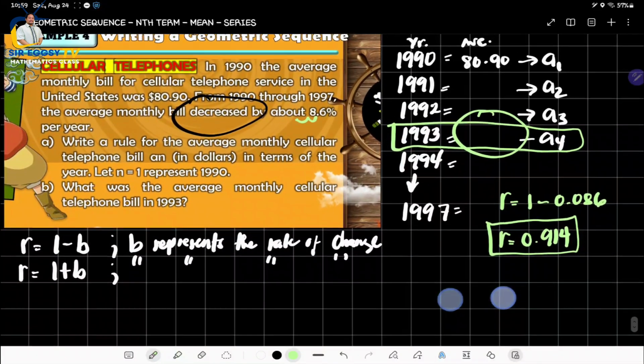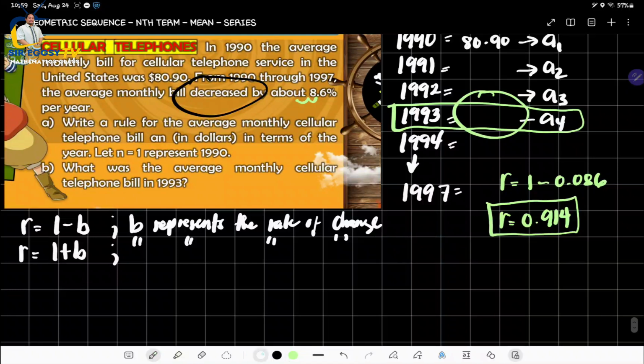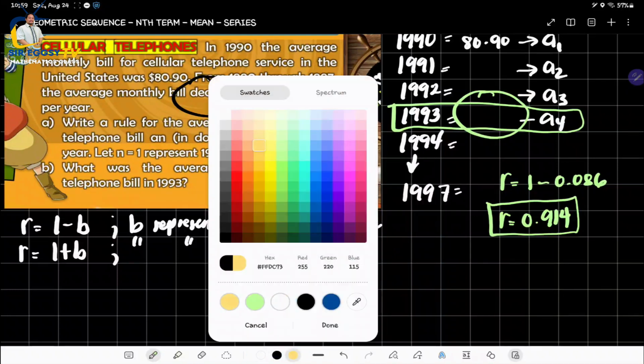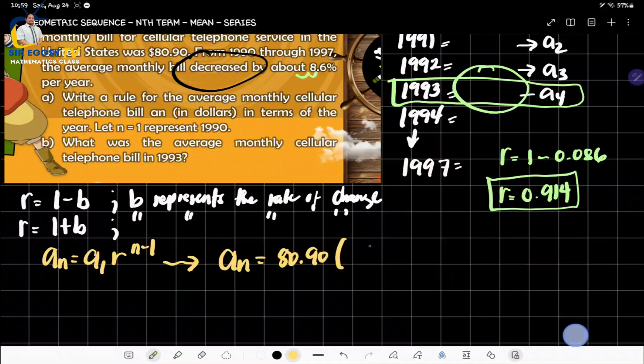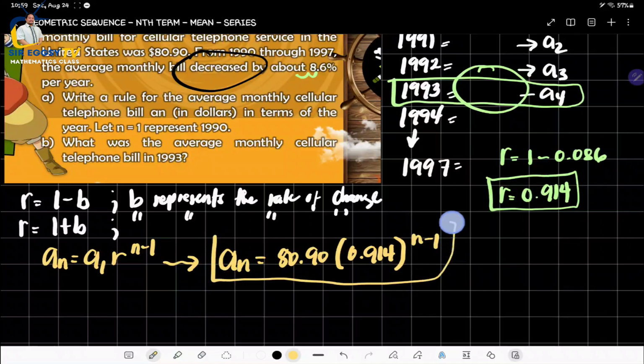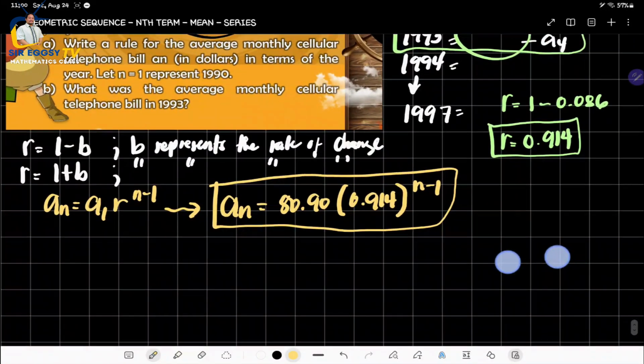Okay, in this case, we have already the common ratio, we have already the a sub 1, then the nth term will now be easy for us to give. Okay, so a sub n is equal to a sub 1 r raised to n minus 1. So, let's put it here. And what will be the value of a sub 1? That is 80.90 multiplied to 0.914 raised to n minus 1. That is the nth term.